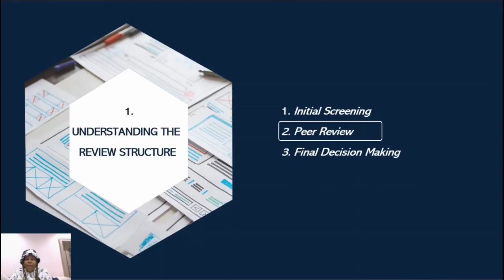After the peer review stage, the funding body makes the final call. They consider the reviewers' evaluations and also look at how well the proposal aligns with their strategic goals and available budget. That is why we call this the final decision making. Now, let's take a closer look at the peer review process and the second crucial stage.